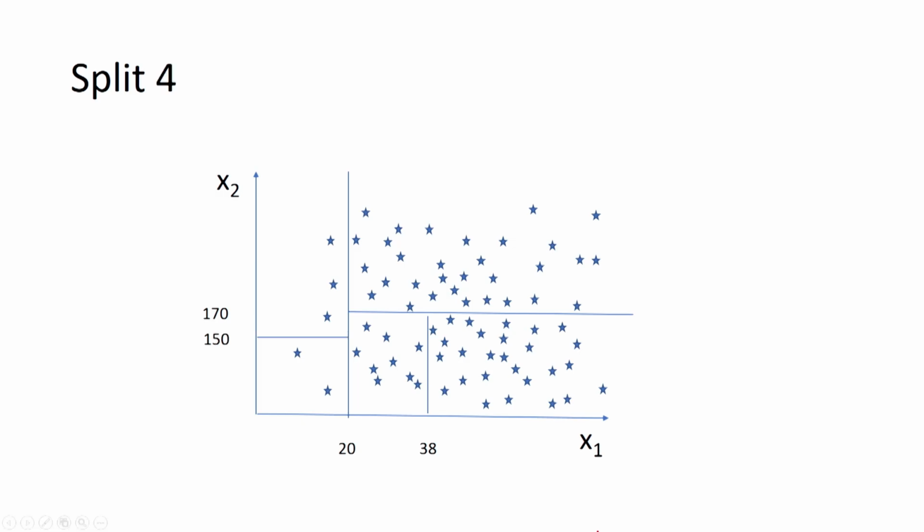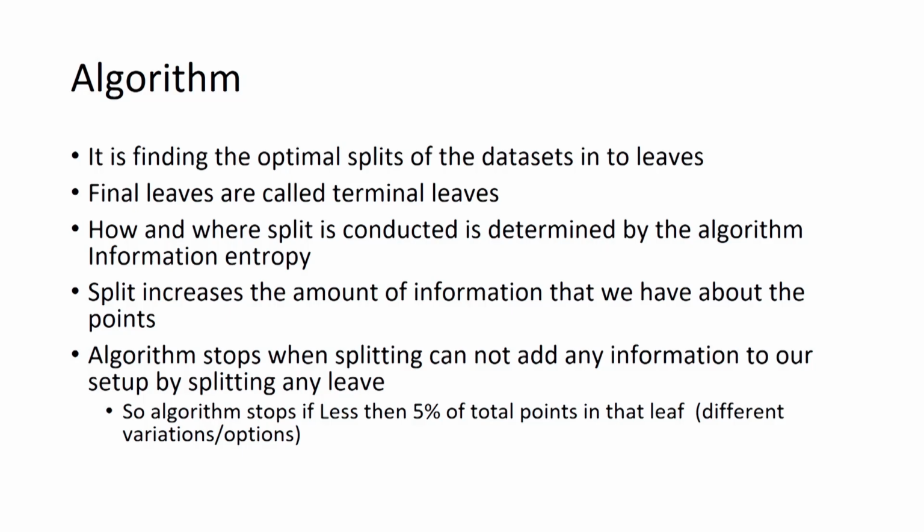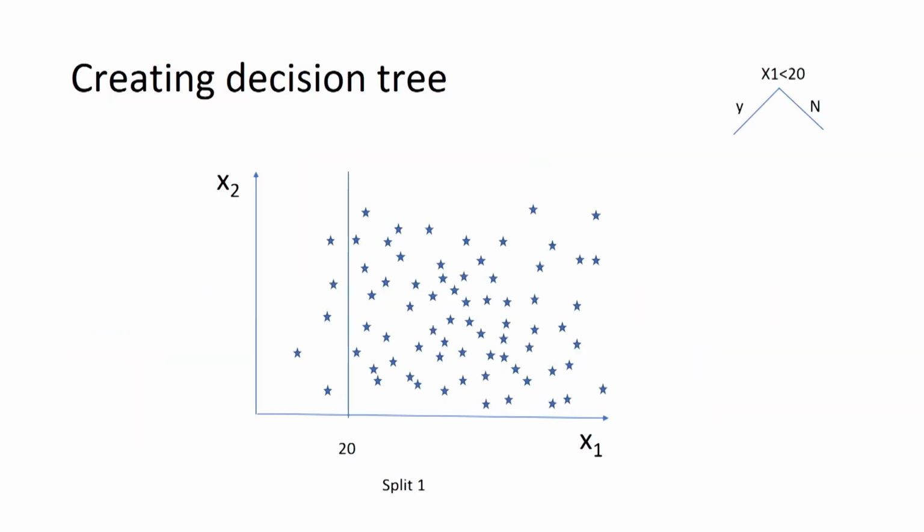Suppose we have again divided this portion, based on the rule that x2 is less than 150 and x2 is greater than or equal to 150. So, you can see the whole data set is now divided into these 5 parts, and then we will see the actual algorithm. Let us see how the decision tree is created when we split the data set into different parts. First of all, we divided the data set using the rule x1 is less than 20 or greater than or equal to 20.